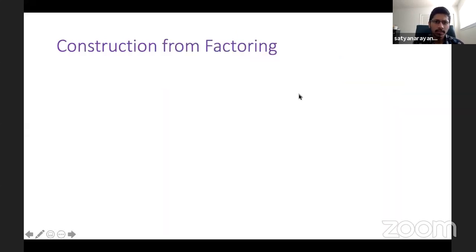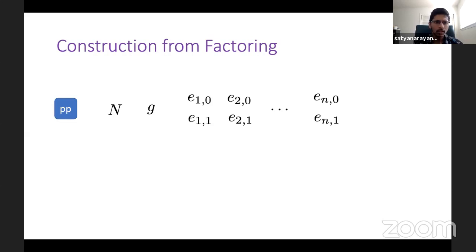Let's finally move on to a construction from the factoring-based assumption. Here, the public parameters would consist of an RSA modulus N, which is a product of two large primes, and a generator g, which is randomly sampled from the group Z_N star, and it consists of 2n random large primes, where n is the input length of the one-way function. If you have input x, and you want to compute the one-way function on input x, then from each column of this matrix, you take one element depending on the bits of x, and you multiply them. So that's the product of e_{j,x_j}, and you raise g to it. And that's the output value of the one-way function.